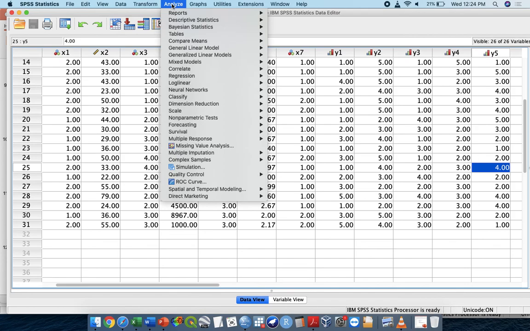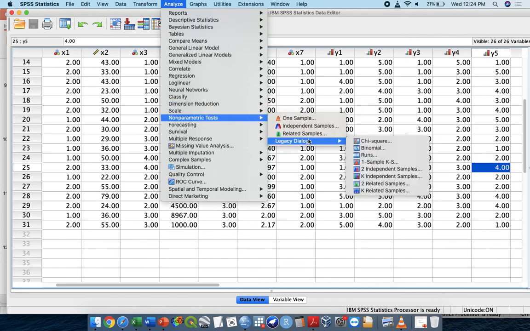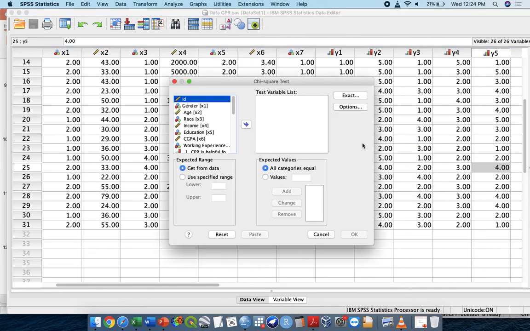You go to Analyze, you go into Non-parametric Tests, you go into Legacy Dialogs and proceed with the first one here. You see? Chi-square. You go to the chi-square there, and then you insert the gender into the test variables. After you insert the gender as the test variable, by default, the computer has already selected it for you: all categories equal.